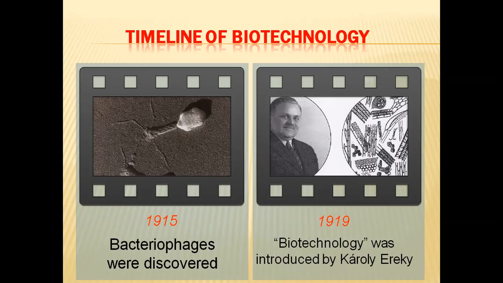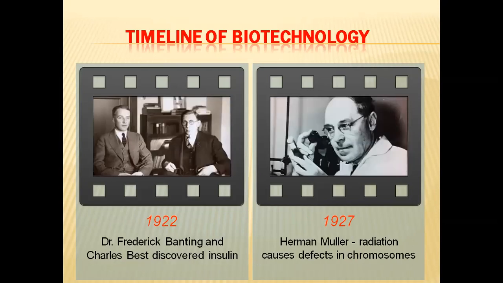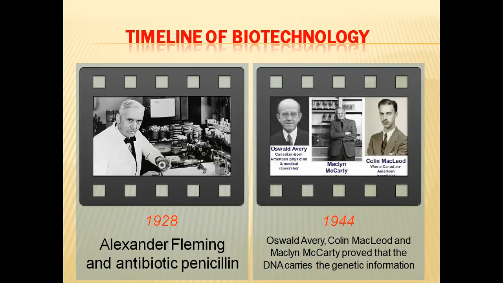In 1915, bacteriophages were discovered. In 1919, the term biotechnology was used by Karl Ereky. So this is the person who used the word biotechnology for the first time, in 1919. And in 1922, Dr. Frederick Banting and Charles Best discovered the insulin enzyme. And in 1927, Hermann Muller discovered that radiation causes defects in chromosomes. And in 1928, Alexander Fleming discovered the antibiotic penicillin.